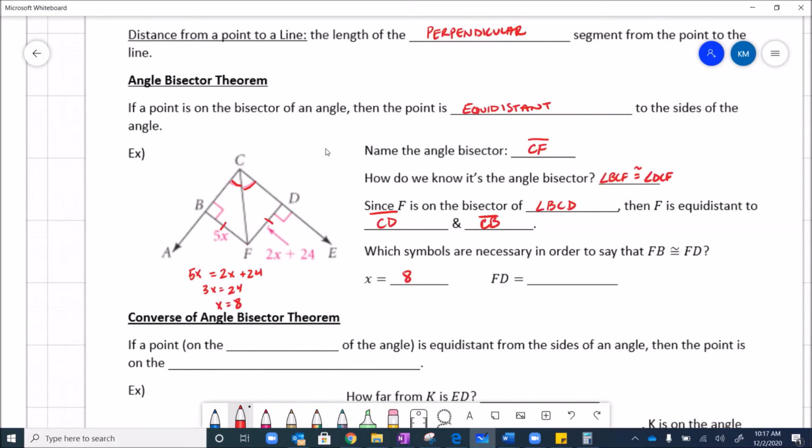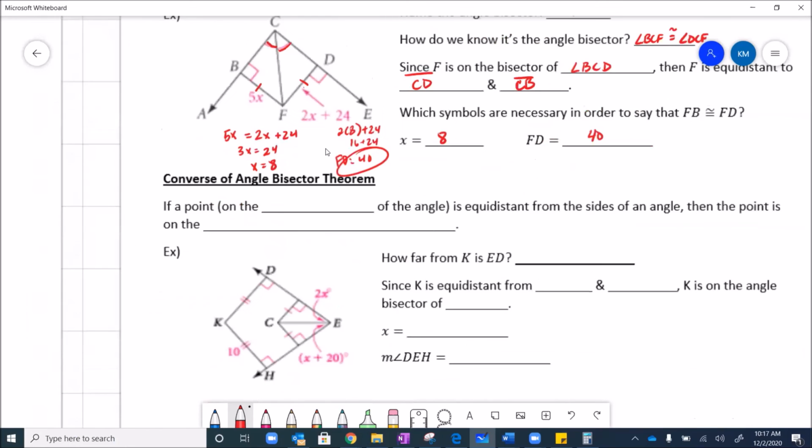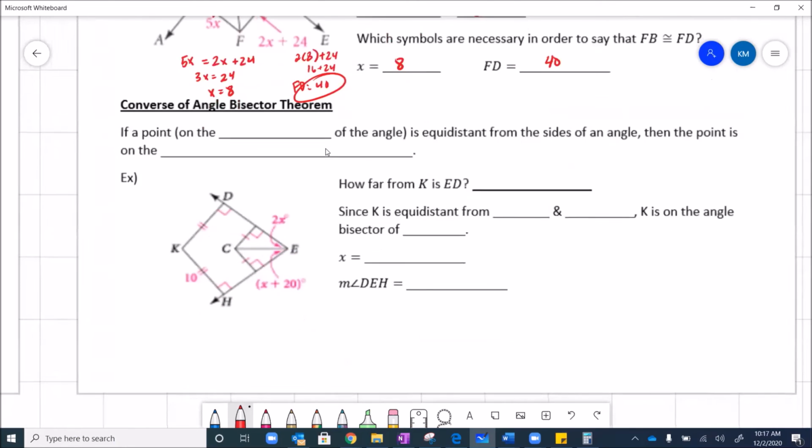And FD then: 2 times 8 is 16, plus 24 is 40. You can plug it back in to make sure you got the right value for x. 5 times 8 is 40, so BF would be 40 as well.